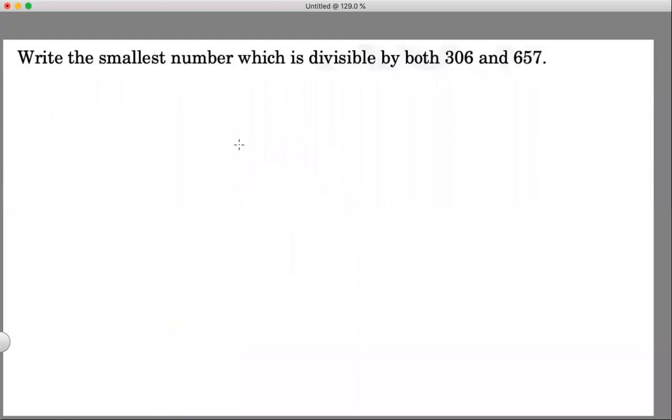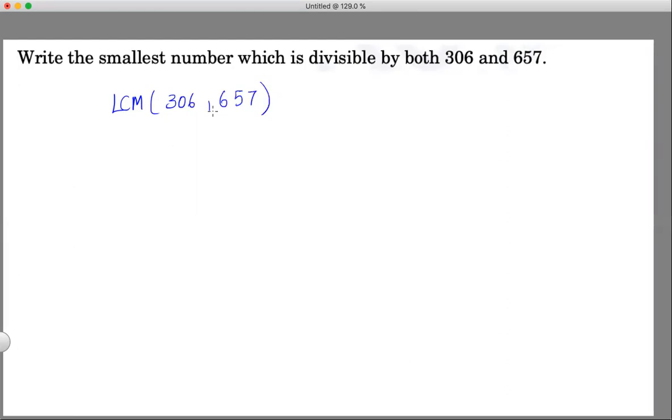Write the smallest number which is divisible by both 306 and 657. So what is being asked here? LCM of both the numbers. Yeah. So what is being asked is LCM of 306 and 657.